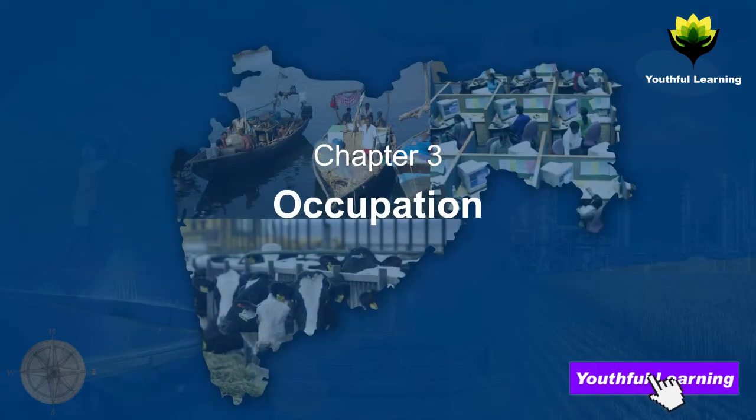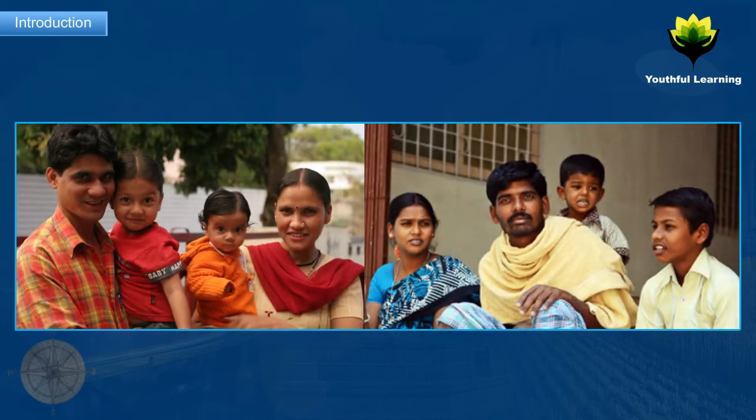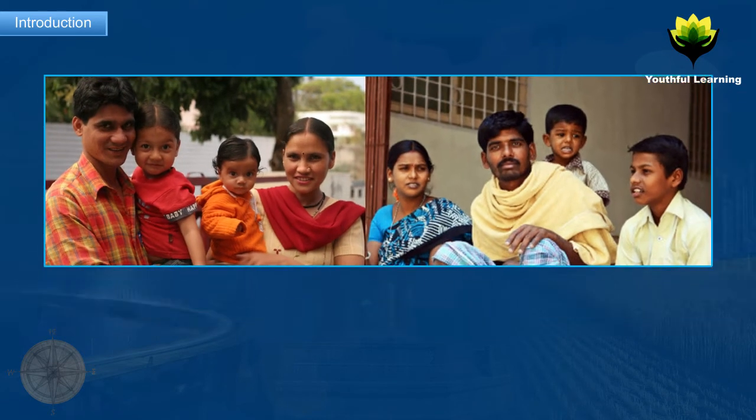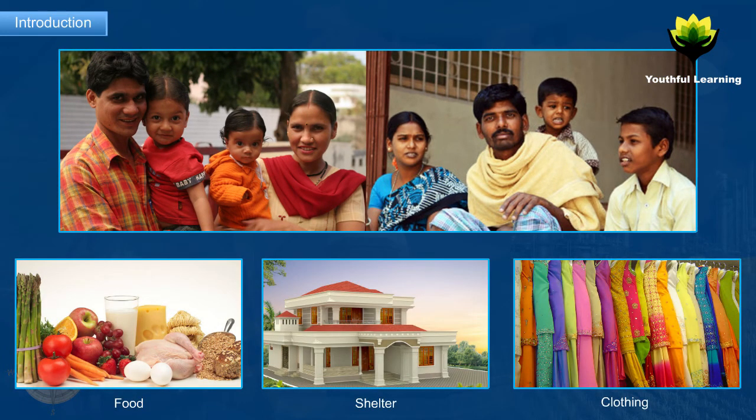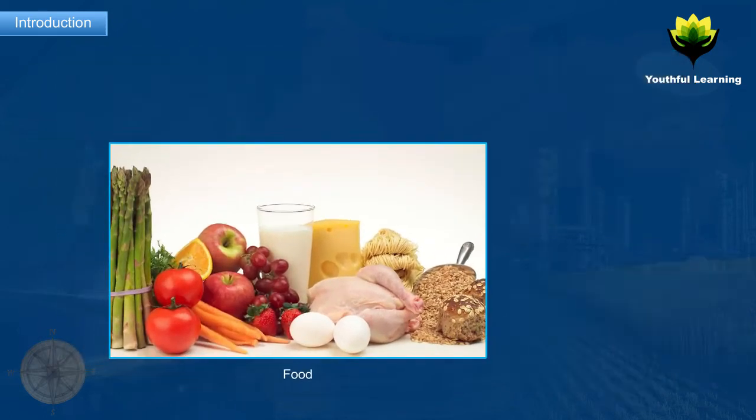Chapter 3: Occupation. Introduction. We know that the basic needs of man are food, shelter, and clothing. Of these, food is the most important need.